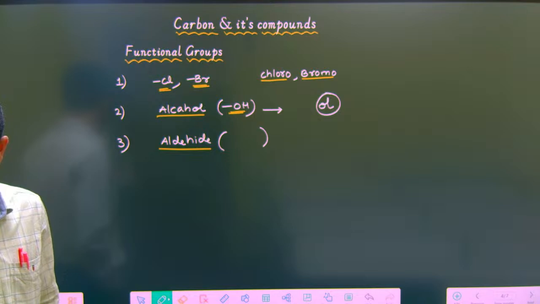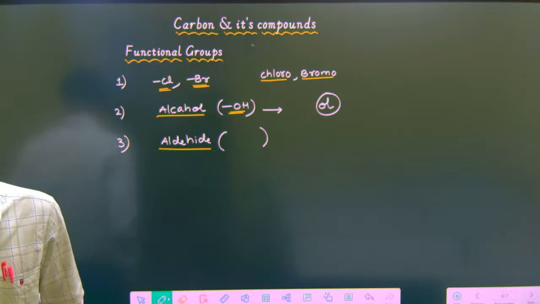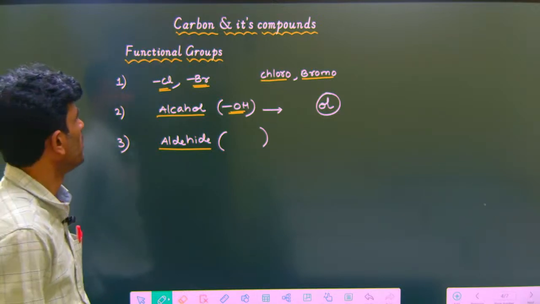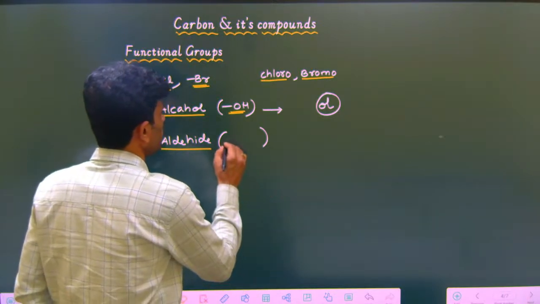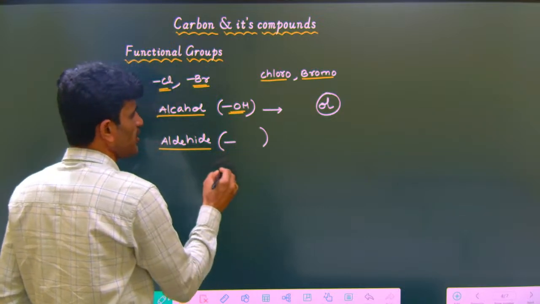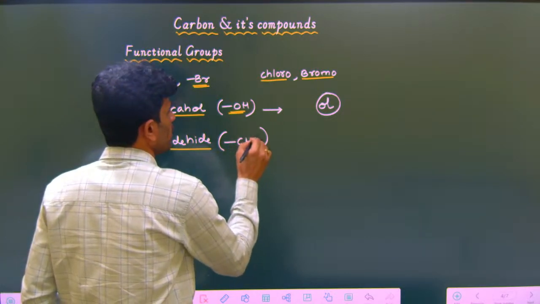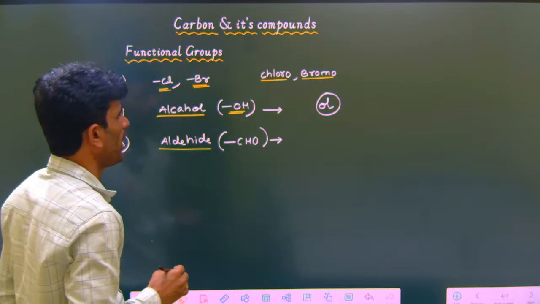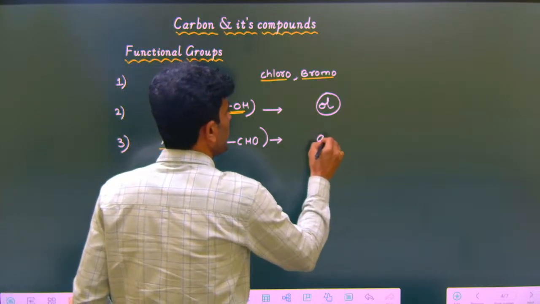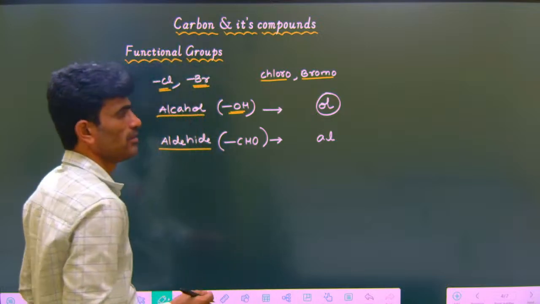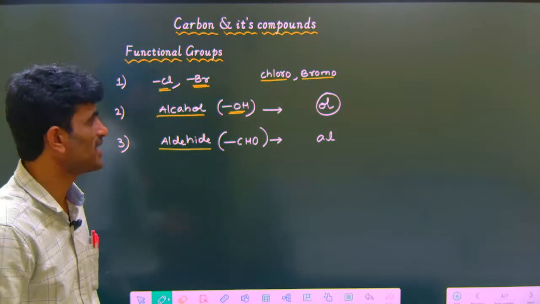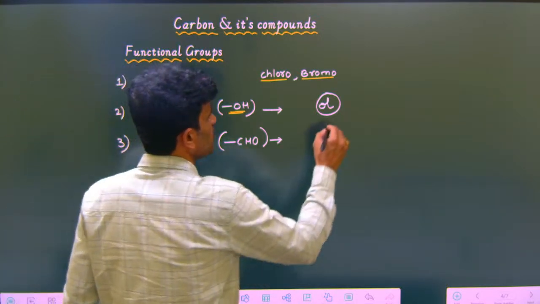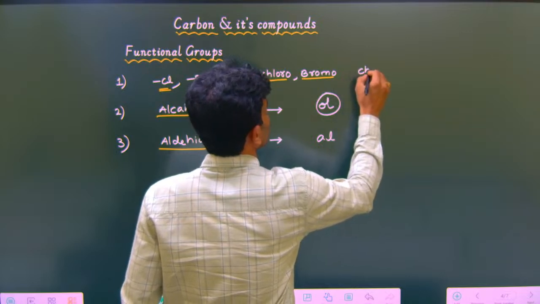What symbol should be attached at last? If it is aldehyde, what symbol should be attached at last? If it is aldehyde, we must replace hydrogen by CHO. If CHO is added at last, it is aldehyde group, and we add AL as suffix, like methanol, ethanol, propanol. Here I am writing one example, each one.